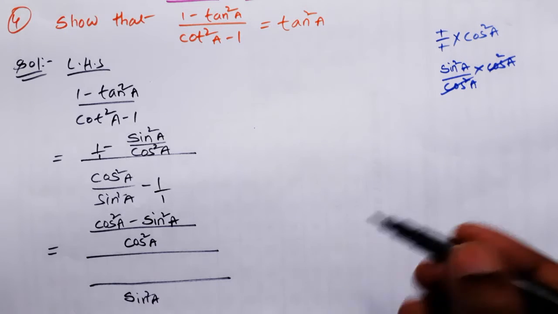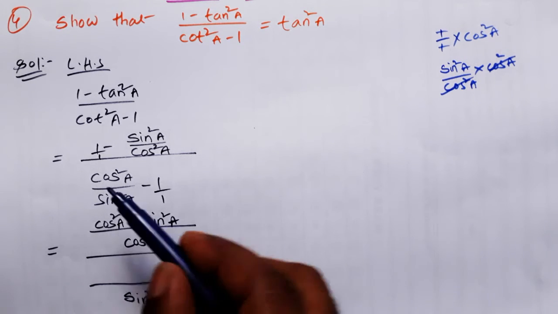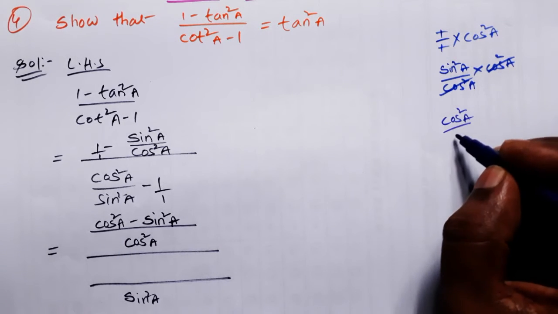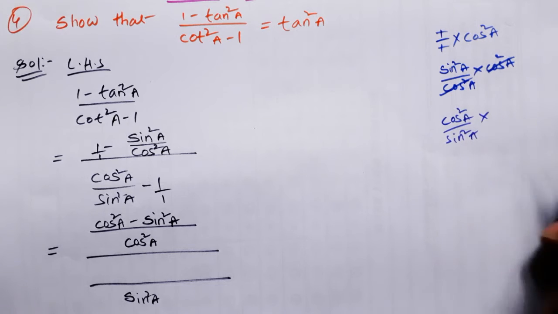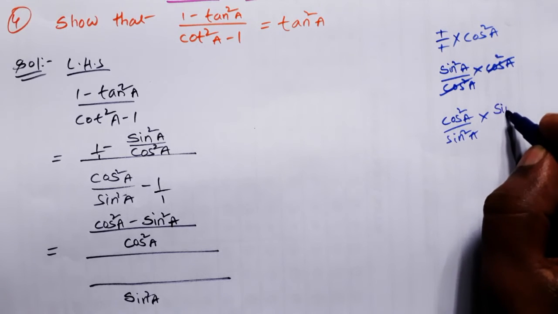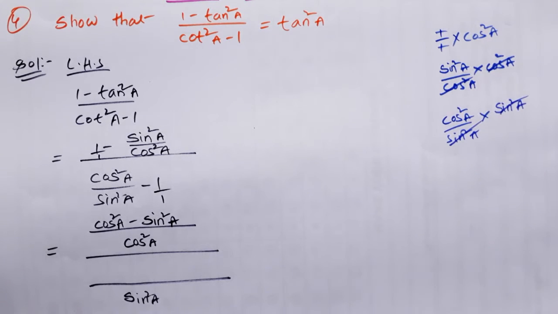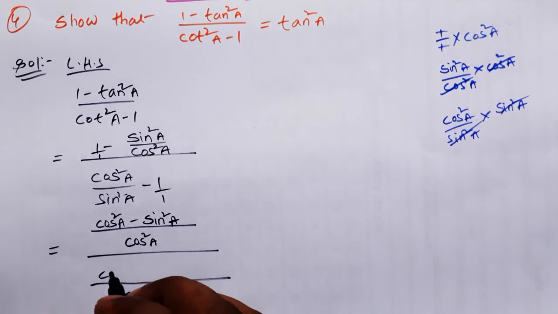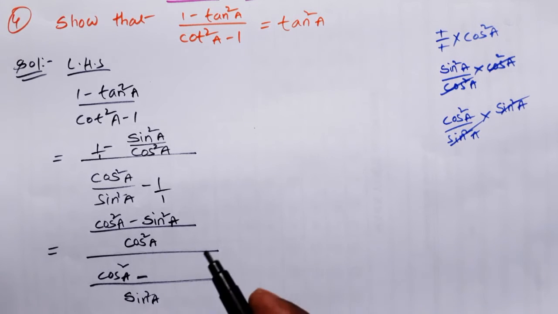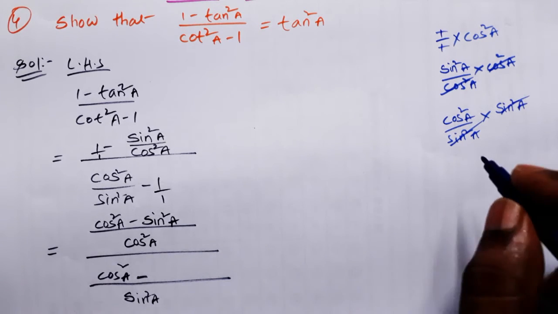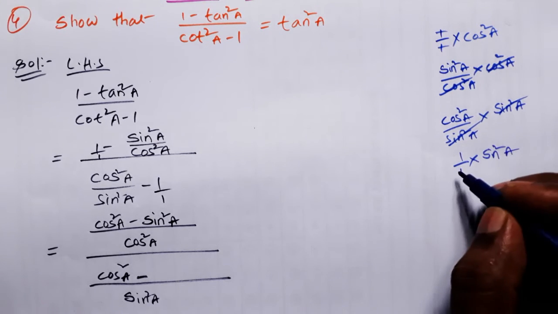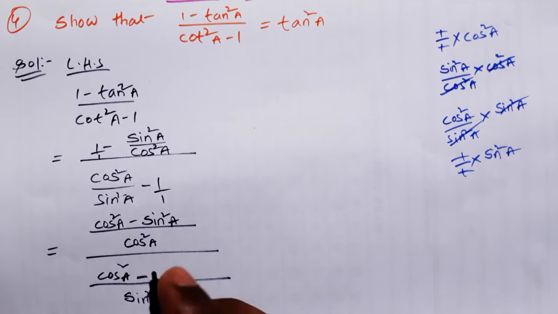Numerator, how to write? Same process. What is the first fraction here? That is cos square A divided by sin square A. That should be multiplied with the LCM. LCM is what? Sin square A. So sin square A cancels. Remaining cos square A. Write it here. We have a minus symbol, write the minus symbol. The next fraction is 1 by 1. Multiply with the LCM. 1 and 1 cancel. Answer sin square A. Write it here.